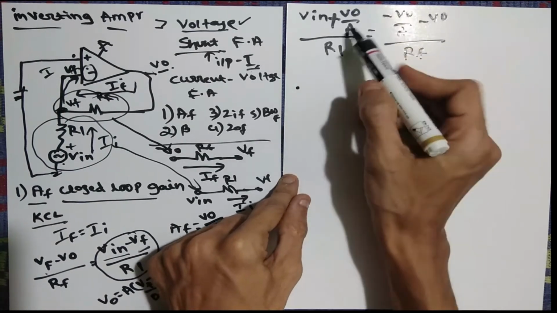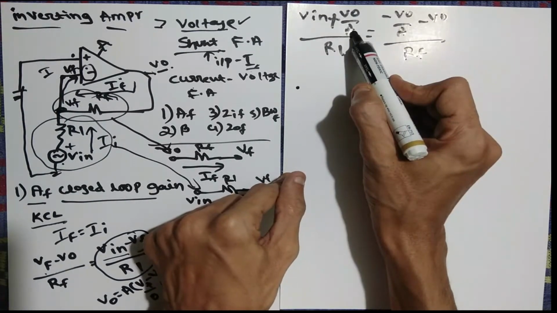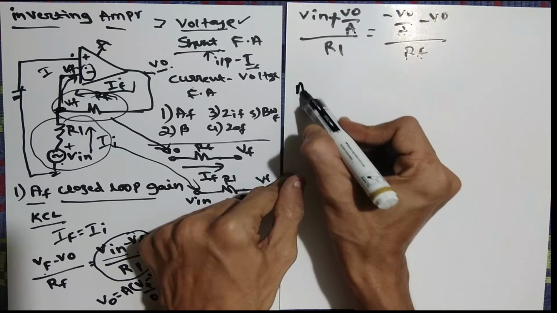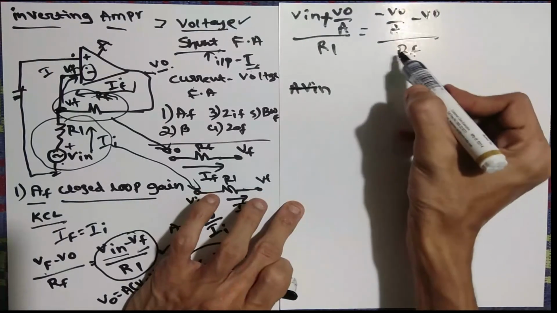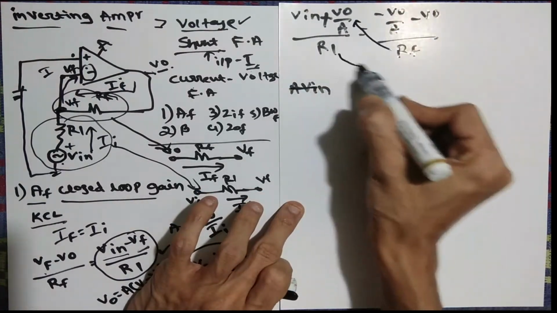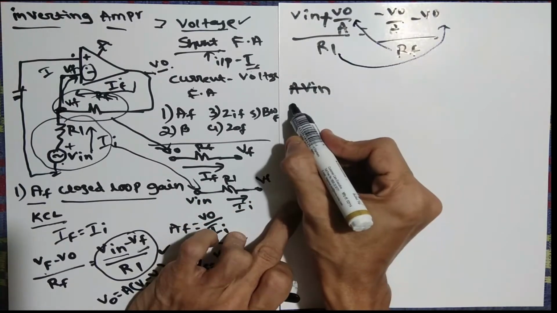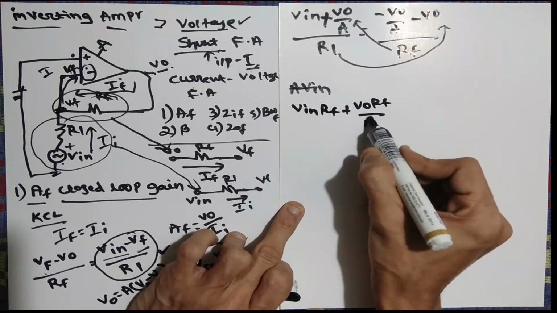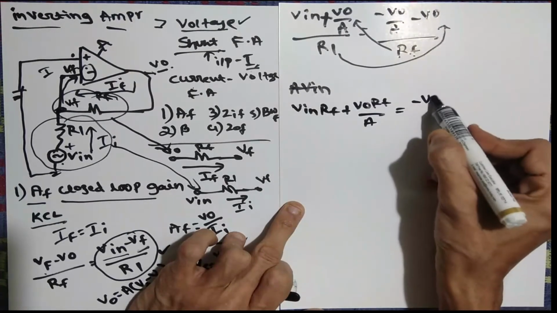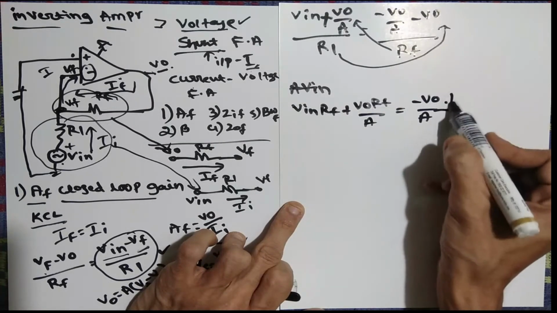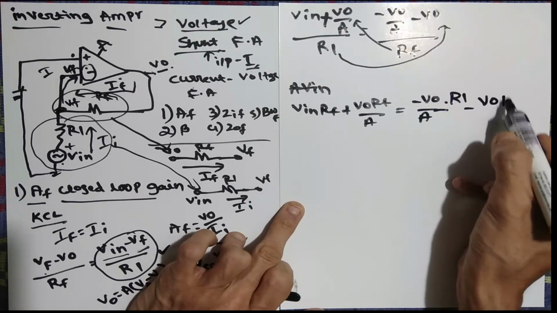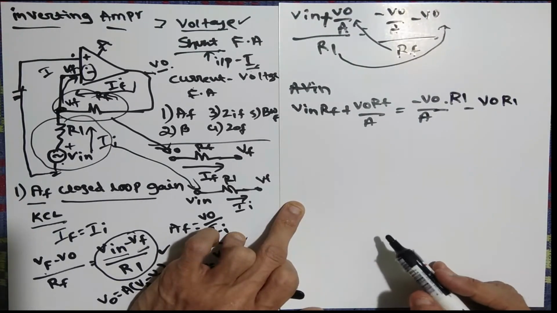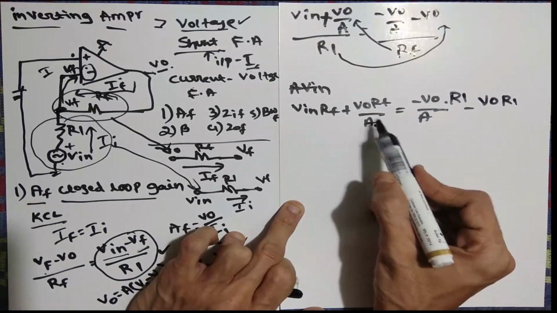So I can multiply with that term, so we can easily follow that. So A into V in. Now take RF to this side and R1 to this side. So you will get V in RF plus V0 RF divided by A is equal to minus V0 A multiplied with R1 minus V0 R1. So R1 I have taken this side, RF I have taken this side. Okay, now simplify it.